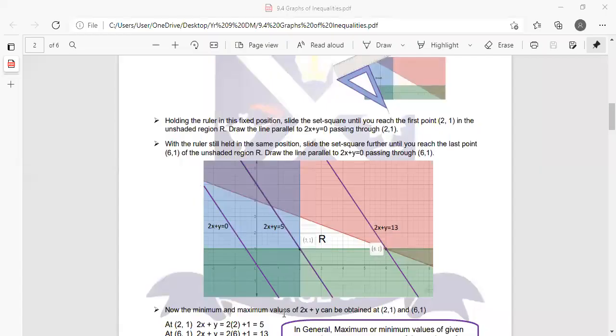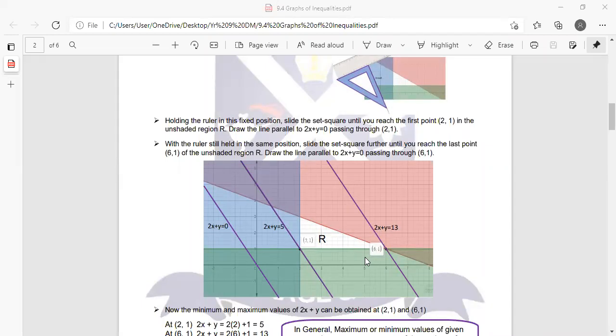Okay. So I'm finding the maximum and minimum values of 2x plus y. So this is 2x plus y equal to 0. So this is the first point. And as you draw the parallel lines, you have several parallel lines that can be drawn in the triangle, the unshaded region R, the white region R. So I'm looking for the first point and the last point. The two extreme points will give you the maximum and the minimum. Other lines that pass through the triangle will give you some values, but they will not be maximum nor minimum.